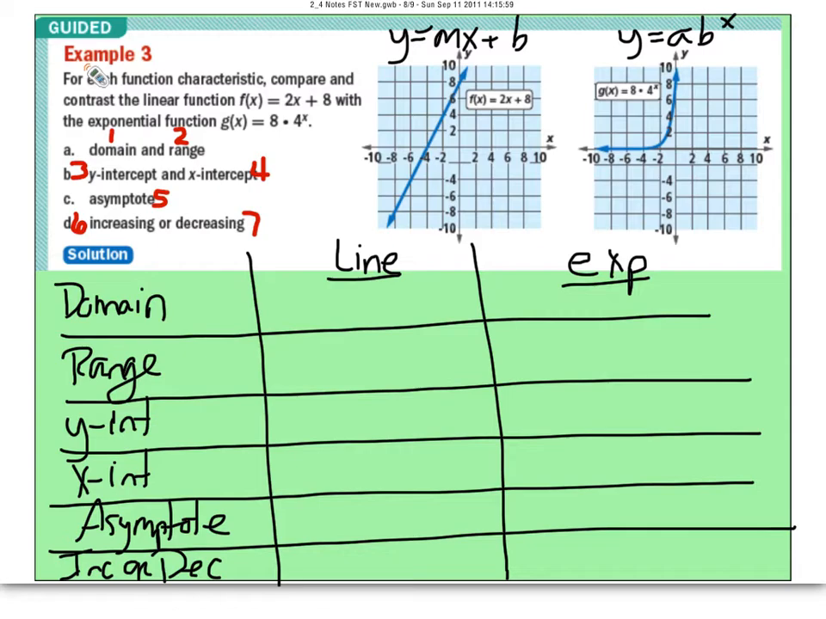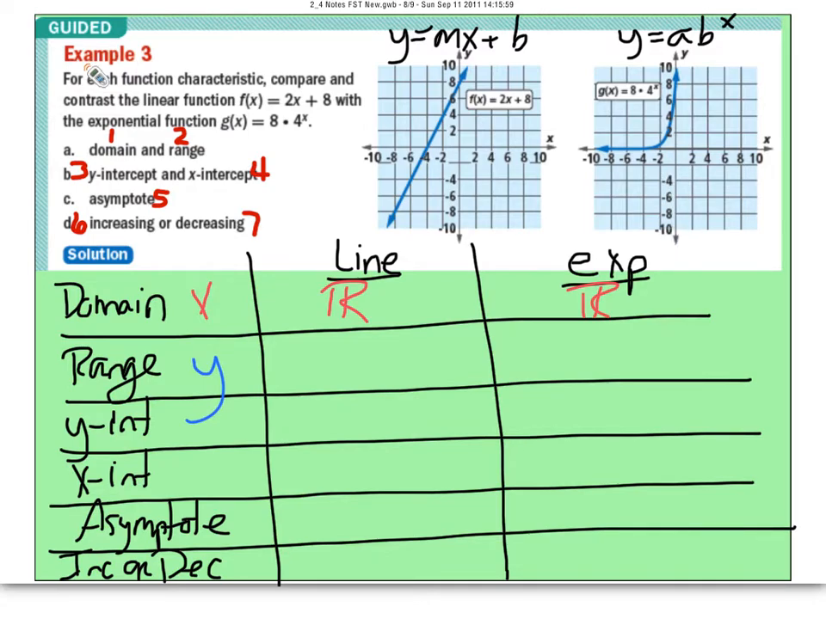Okay, so let's complete this table I just created. The domain of the line, what the x's can be, is all reals. It's a smooth graph, same with exponents. The range of the line is what the y values can be. Well, again, if you look at the line for the y's, we have negative y's, we have positive y's. However, the exponents, there's no negative y's, only positive.